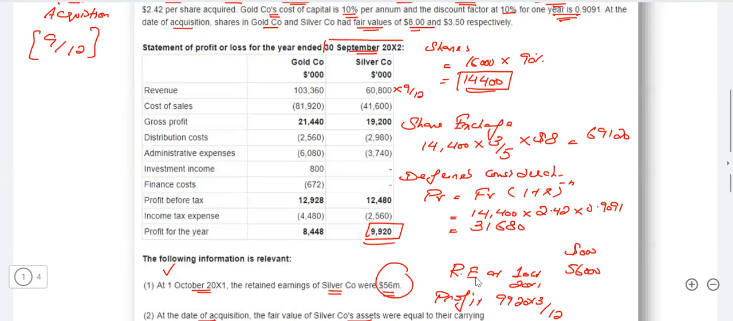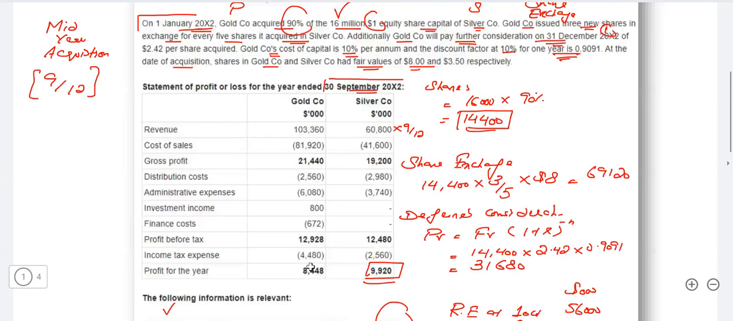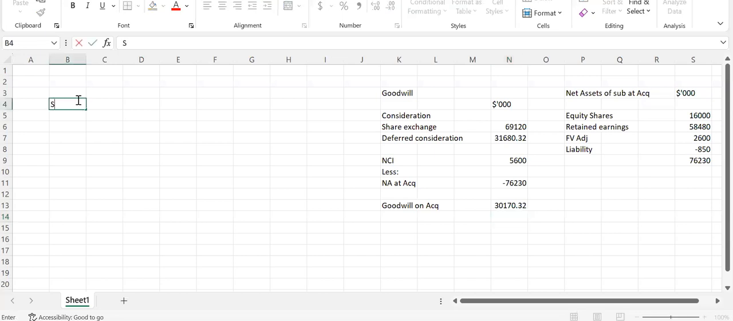Now, when you're supposed to make the statement of profit and loss, let me just show you directly over here. For example, you're making the statement of profit and loss, don't write SOPL, write in full: consolidated statement of profit and loss for the year ended 30th September. And again, we are supposed to do that in $000.